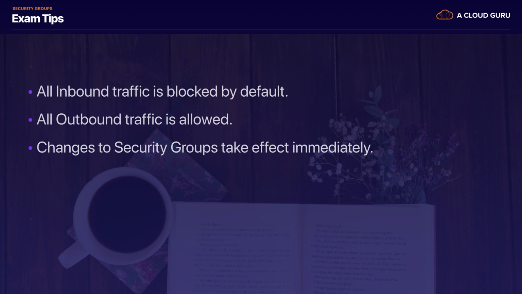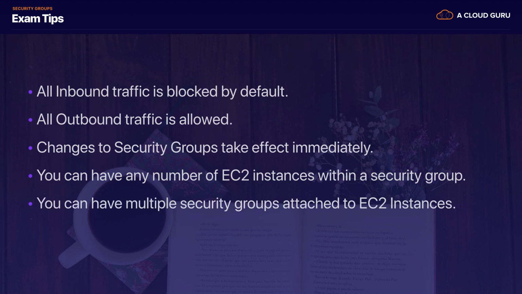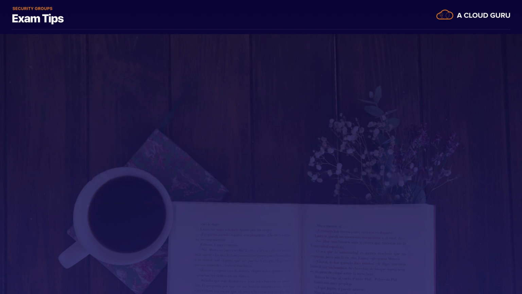Changes to security groups take effect immediately. So as soon as we deleted port 80, we could no longer access our website. As soon as we added it again, we could. You can have any number of EC2 instances within a single security group, and you can also have multiple security groups attached to EC2 instances. So there is not a one-on-one relationship at all. You can have as many EC2 instances within an individual security group as you want, and likewise, you can have multiple security groups attached to individual EC2 instances.